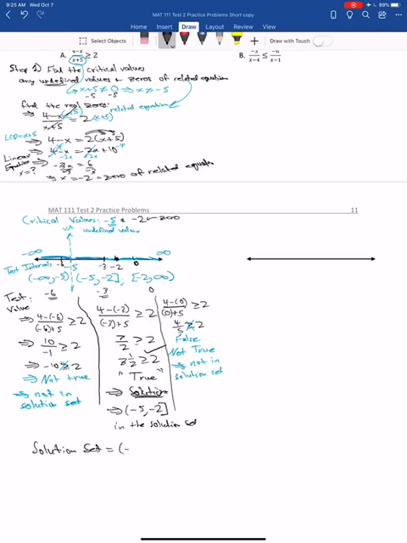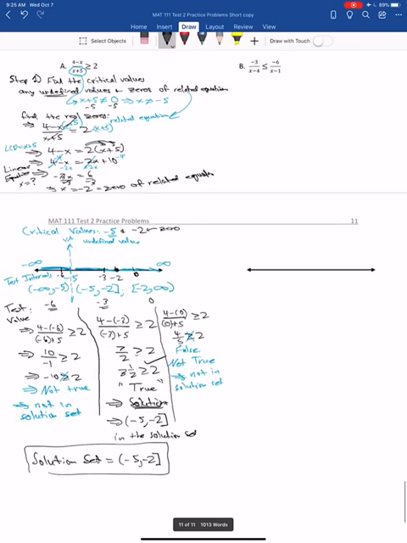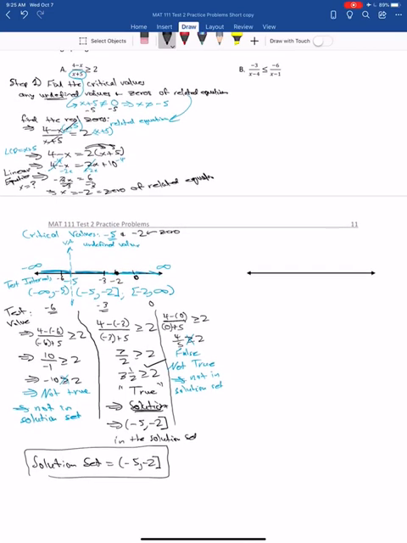So all x values greater than -5, less than or equal to -2. Right? So we solved it. And we did that by finding what? Our critical values. Once we find our critical values, which are our undefined values and zeros of the related equation, then we can go and set up the x-axis and set up our intervals to test.